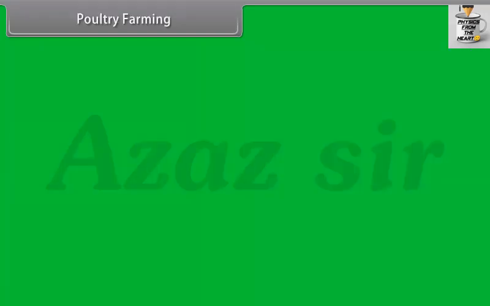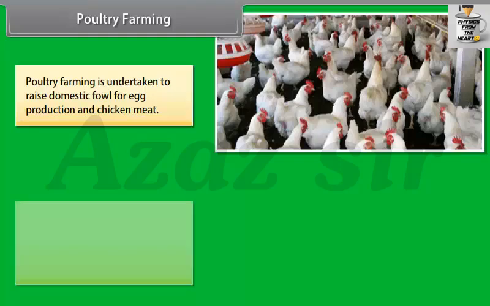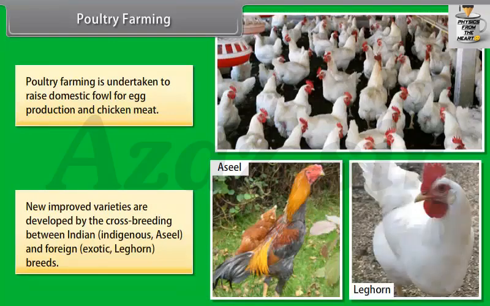Poultry farming. Poultry farming is undertaken to raise domestic fowl for egg production and chicken meat. New improved varieties are developed by the crossbreeding between Indian indigenous Asil and foreign exotic Leghorn breeds.